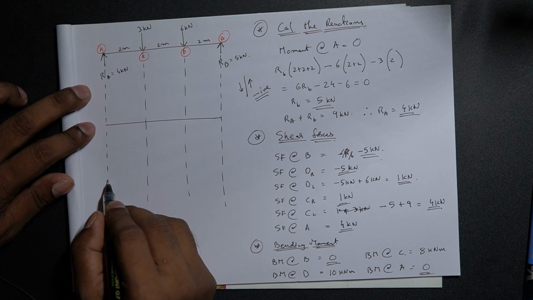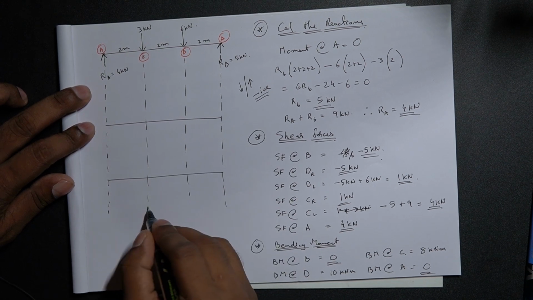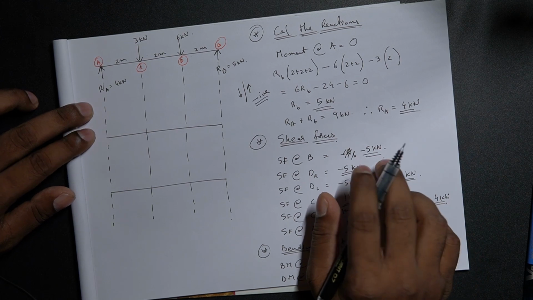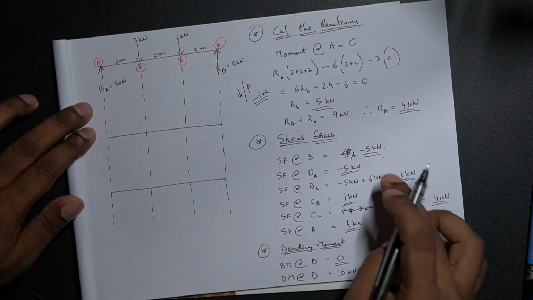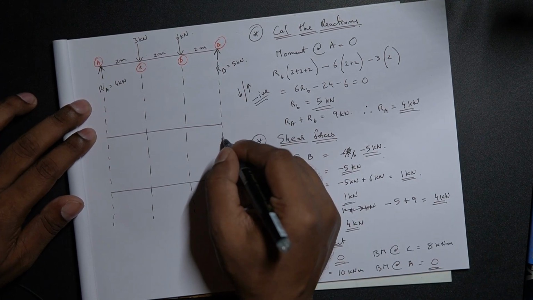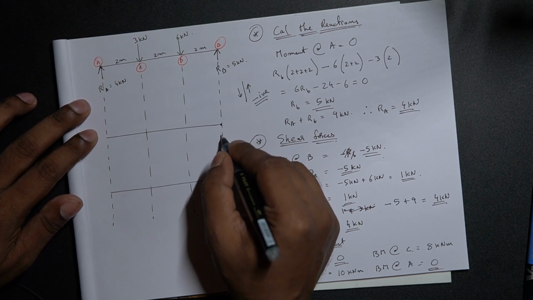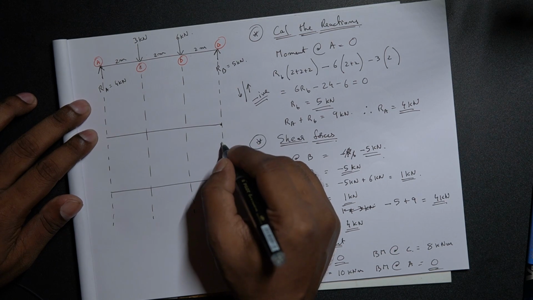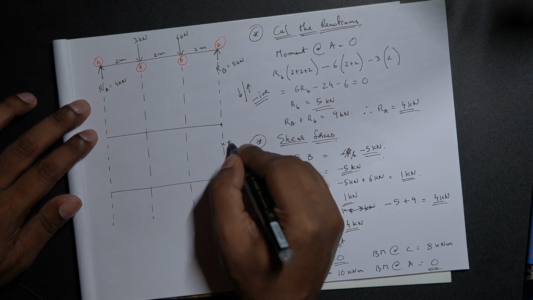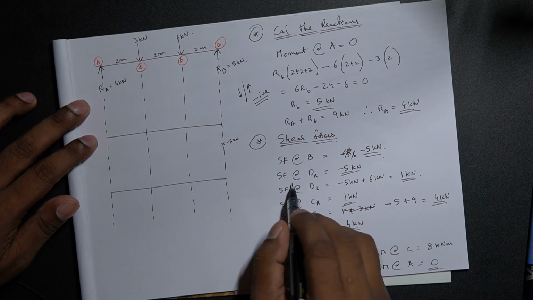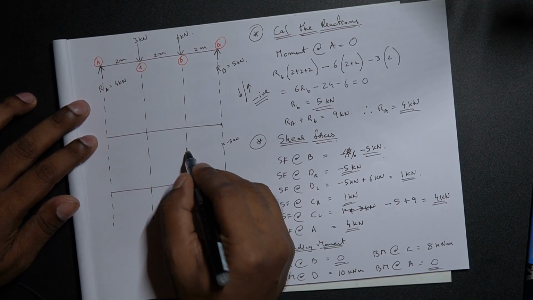X-axis for SFD, X-axis for BMD. Shear force at B, we have -5. Since this is minus, it goes below the x-axis. This is your 0, -5. Let's just put that somewhere over here. -5 kilonewtons. Sorry, and then shear force at right of D, that should be over here.